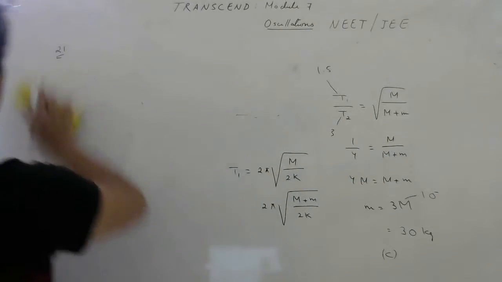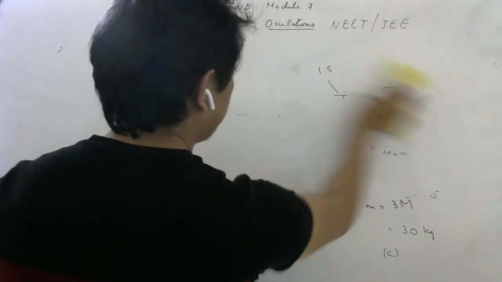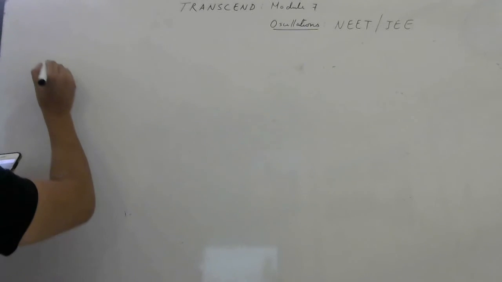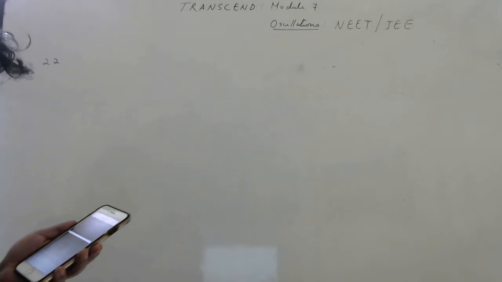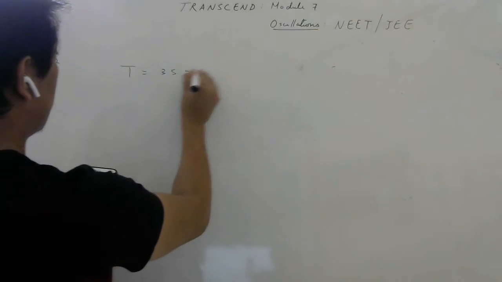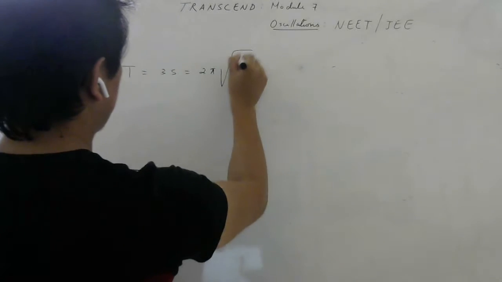Let us now solve question number 22. So what does the question say? Question number 22 says, a simple pendulum, so now the problems are based on pendulum. A simple pendulum has a period of 3 seconds. You know the formula, right? So you can write 2 pi root over L by g.